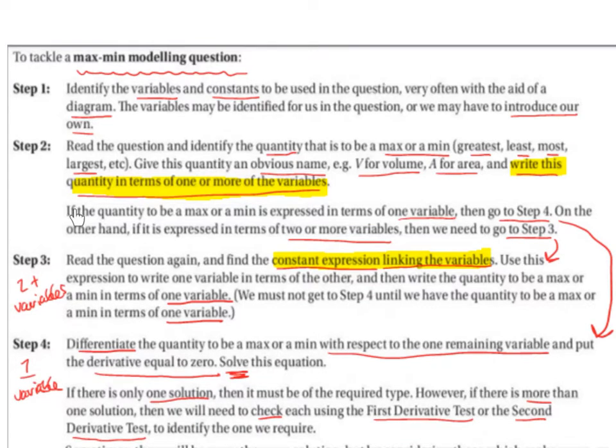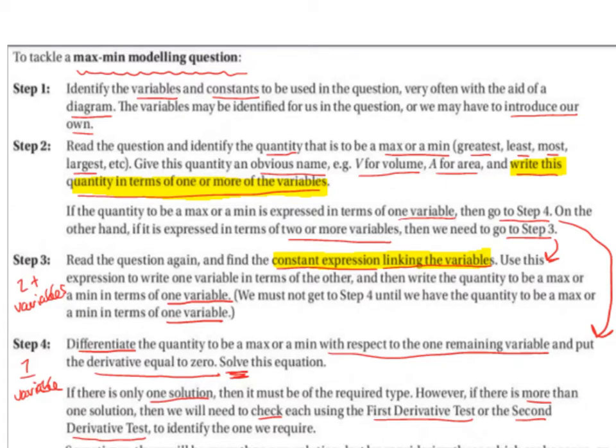If the quantity to be a max or min is expressed in terms of one variable, then go to step 4. So then go straight down to step 4. On the other hand, if it is expressed in terms of two or more variables, then we need to go to step 3.